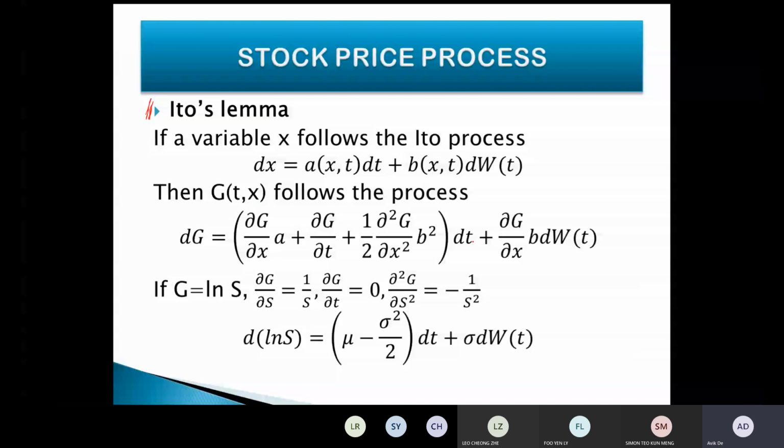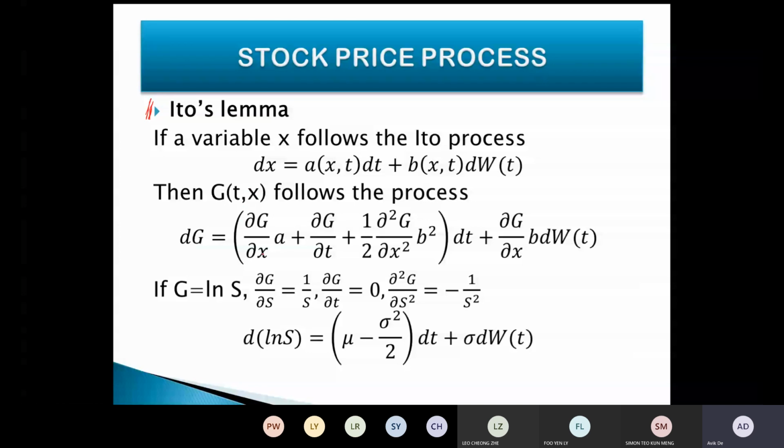Even if you don't understand this one, it doesn't matter. This is just: if you have a function G of t and x, you use the Ito-Doeblin formula. So we have del G del t, and del G del x. So del G del t dt, del G del x dX, where dX is given by the Ito process, and then half del 2G del x2 dX dX. We write down these things, then we simplify, and we have dG equals this.